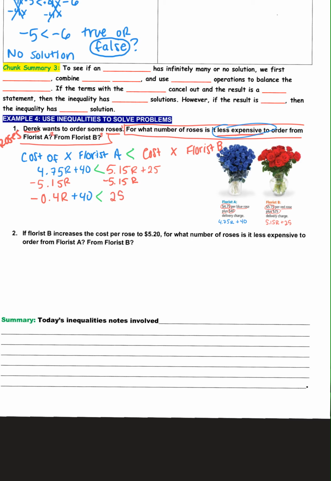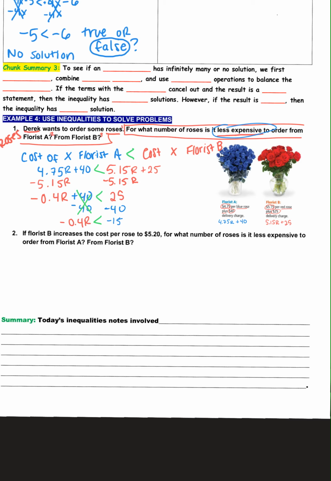Now I'm going to do the opposite of addition or subtraction. So I see addition, I'm going to subtract 40 on either side. And then when I subtract 40 on either side, I get negative 15. And then we keep that less than there. And then these cancel, and so I get what's left over, this negative 0.4 R.